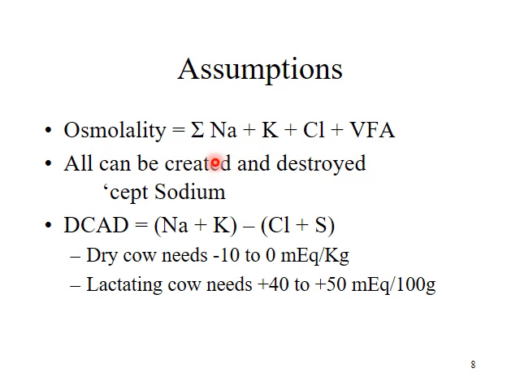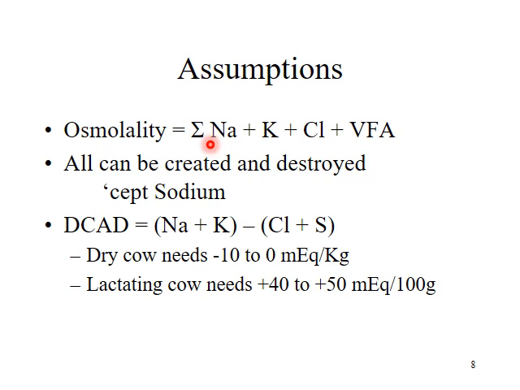If we look at all the things that we're going to do in this cycle, the bicarb, the VFA, the hydrogen ion, they all can be created and destroyed by either microbial means or by the cow's body doing that. Sodium remains constant. Sodium as an ion cannot be changed unless you have a nuclear reactor. So in the body, sodium is always sodium. It can never be broken down. It can never be turned into anything else.